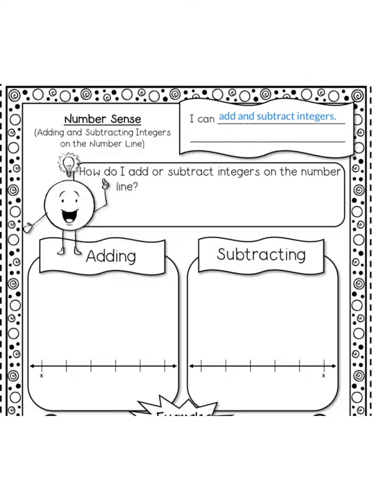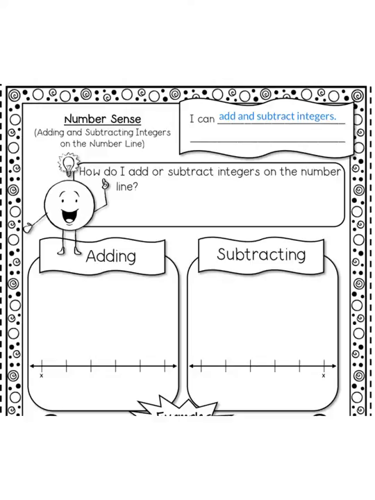Hello, ladies and gentlemen. Today our learning goal is I can add and subtract integers. The next 3 videos are going to show you different ways of adding and subtracting integers. Today we are going to use the method of adding and subtracting integers on a number line.